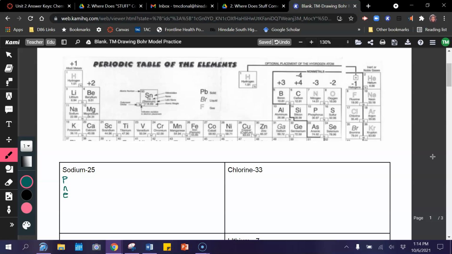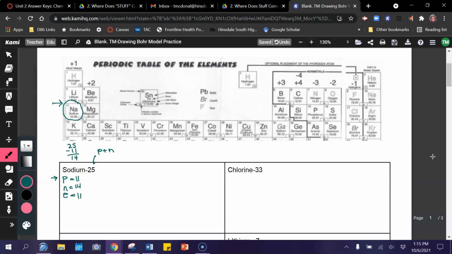So in sodium 25, remember 25 is not the number of protons, that is the mass number. So remember that this is protons plus neutrons. And if you take a look at where sodium is on the periodic table, you'll see that its atomic number is 11. And that's going to tell us how many protons we have. It also tells us how many electrons it has. To figure out how many neutrons we have, we subtract the number of protons from our mass number. So 25 minus 11 is going to give us 14 neutrons.